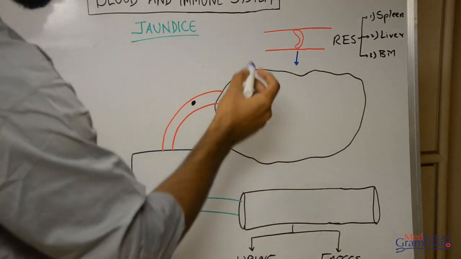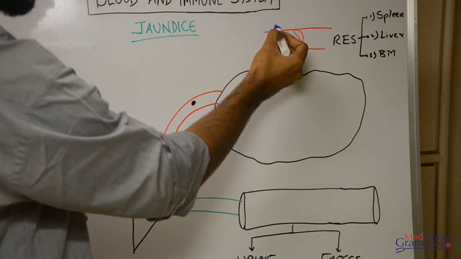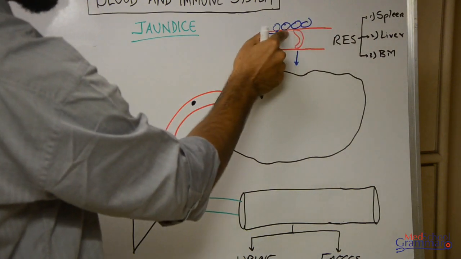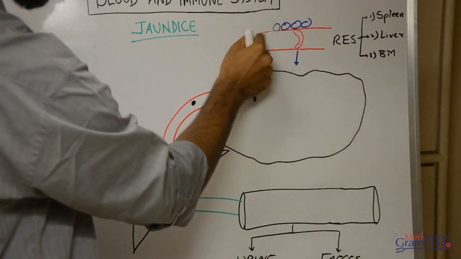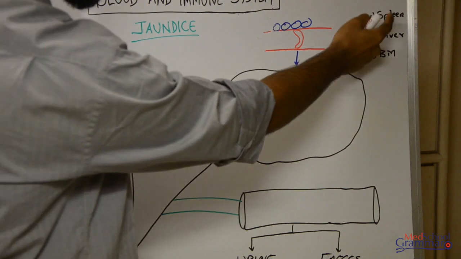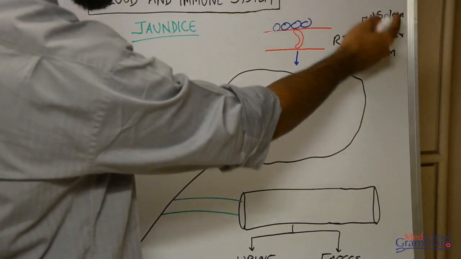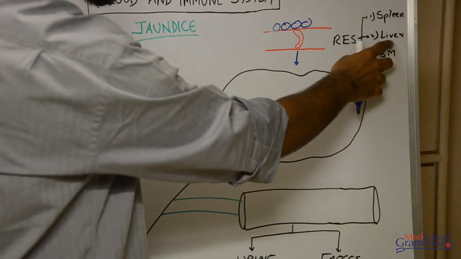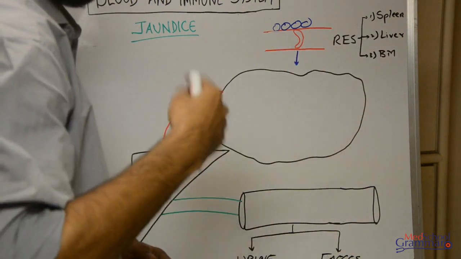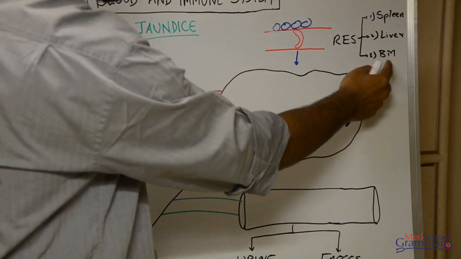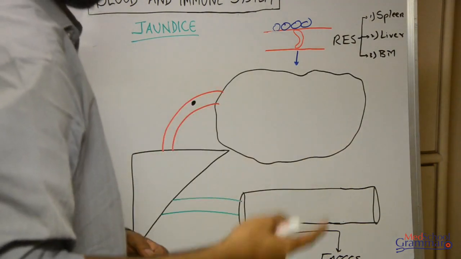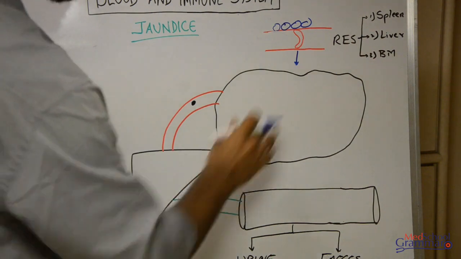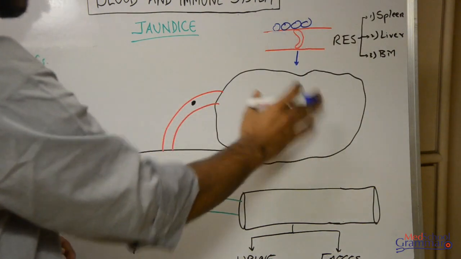How does it get destroyed? Surrounding these membranes are present macrophages. Now, the macrophages in the spleen are present in the cords of Billroth. Macrophages in the liver are known as Kupffer cells, and macrophages in the bone marrow are called littoral cells. Okay, so these are just the different names that have been given to the macrophages. So this is a macrophage.